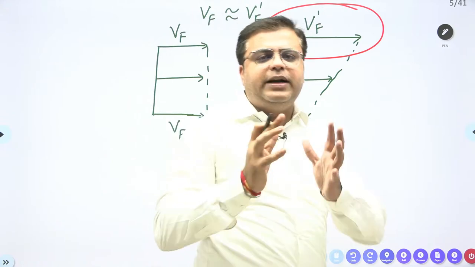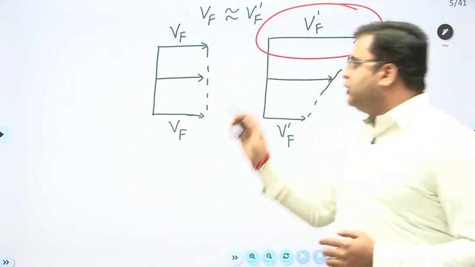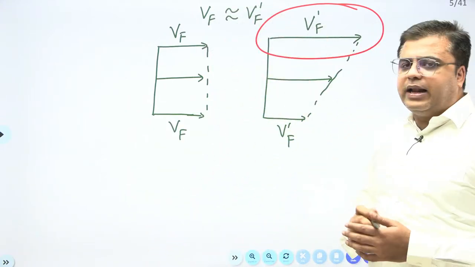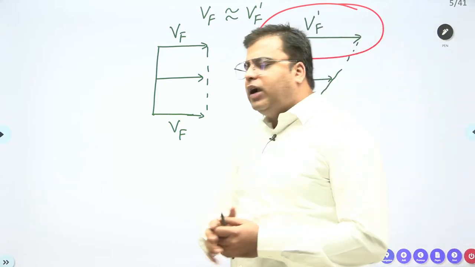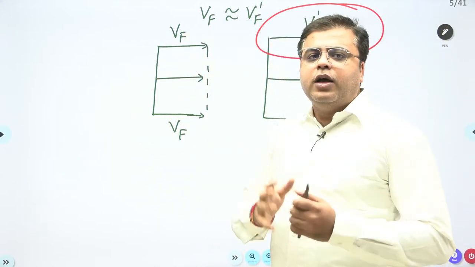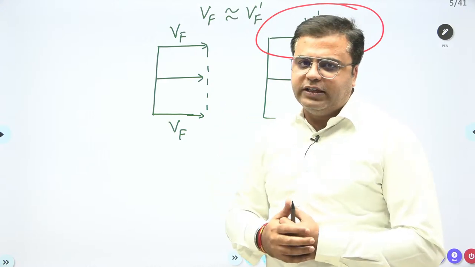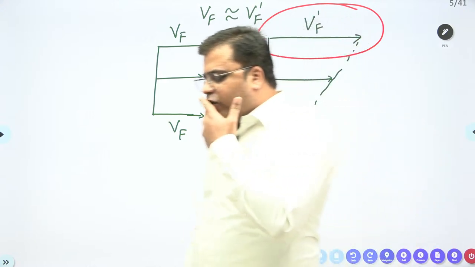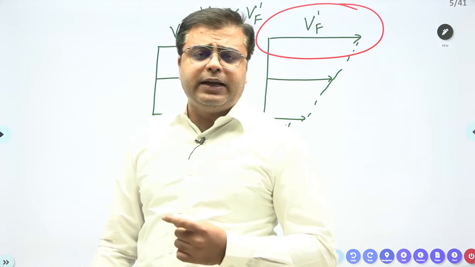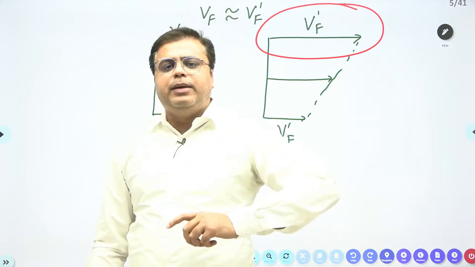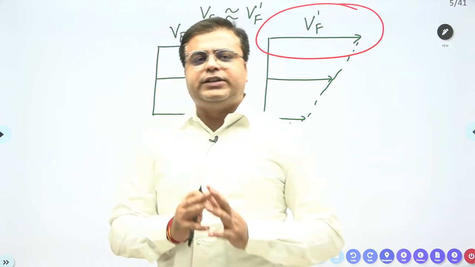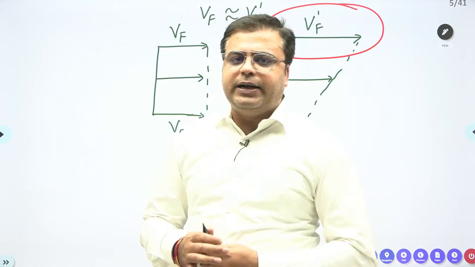If displacement efficiency is more, then the actual velocity of flow of the top layer is approximately equal to the theoretical velocity of flow, which was supposed to be provided for the sedimentation tank. So if you have more displacement efficiency, your short circuiting will be less and the particle will get sufficient time to settle in the sedimentation tank.